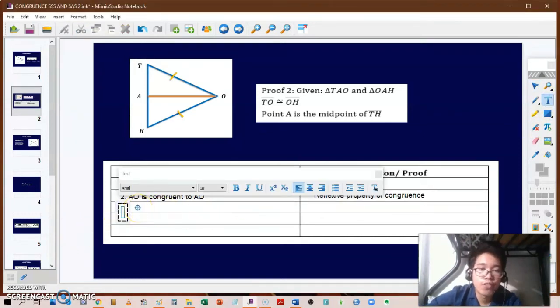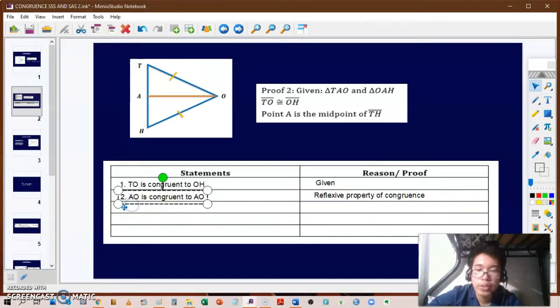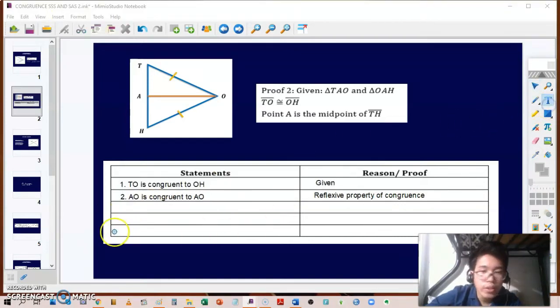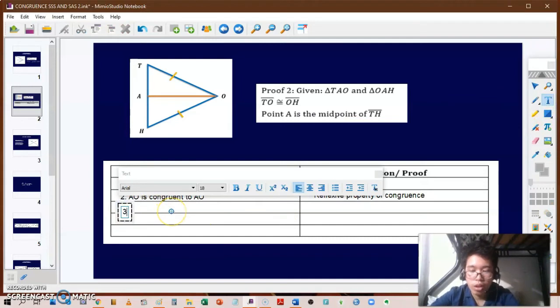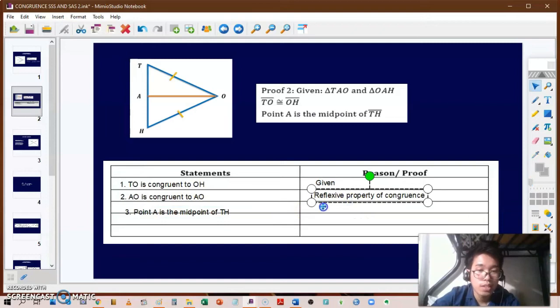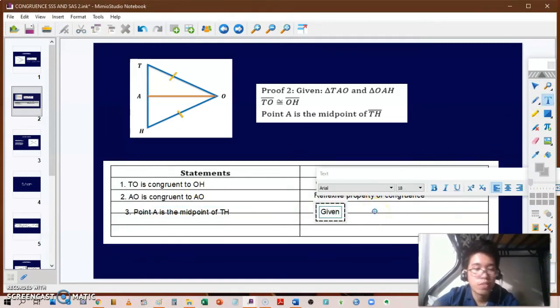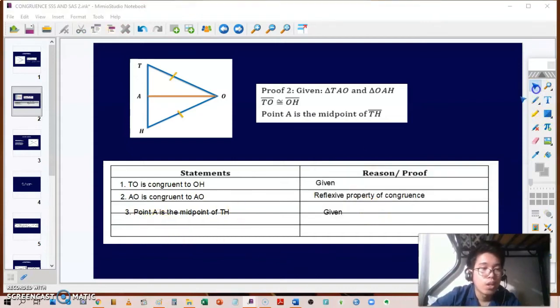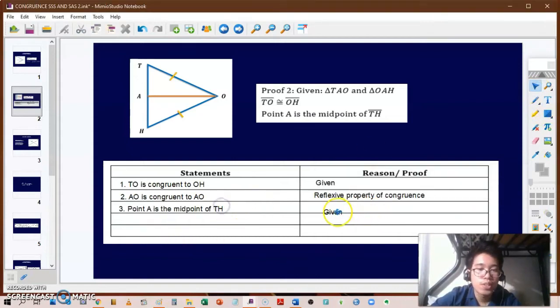And then we have the third one. We can state here that point A is the midpoint of TH. That's because it's given. It was written in the information given above us. So what do you think, guys, is the fourth statement?